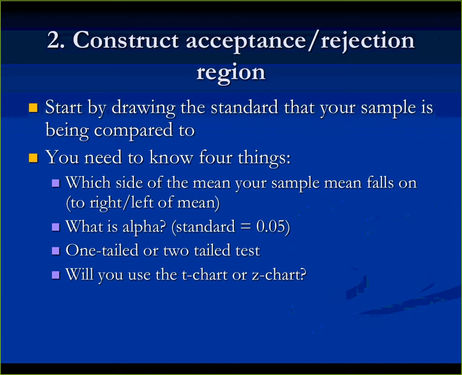You start by drawing a standard that the sample is being compared to. To do this, you need to know four things. You need to know which side of the mean your sample mean falls on compared to the standard you're comparing to. You need to know what alpha is. If it's not given, you assume that it's 0.05 because that's the standard value. You need to know whether it's a one-tailed or a two-tailed test, and you need to know whether to use the T-chart or the Z-chart.